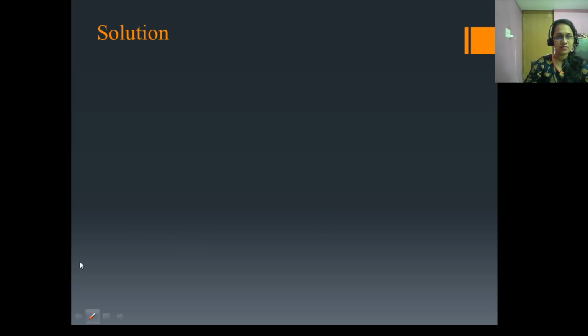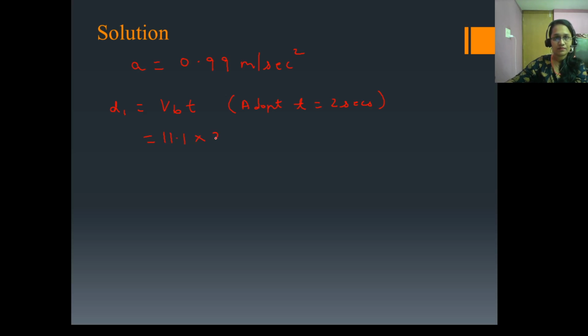Next is acceleration. Acceleration A is given as 0.99 meters per second square. So d1 is the distance traveled by vehicle 1, so d1 will be VB t. Take t as 2 seconds, adopt t as 2 seconds. VB we calculated as 11.1, t is 2, so this will be 22.2 meters.